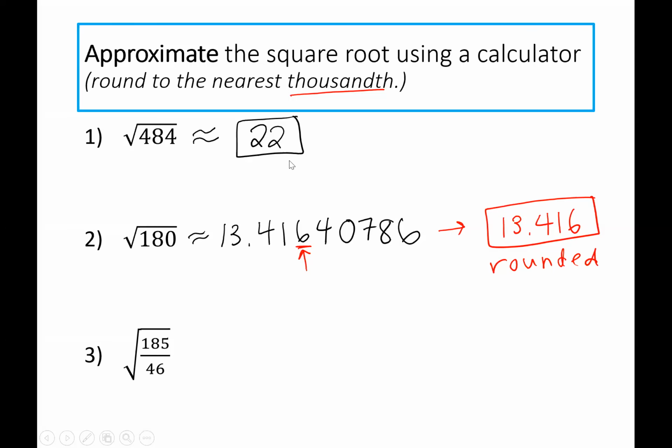Okay, so now we're back to our PowerPoint here. We used our calculator. We got approximately, the square root of 185 over 46 was approximately 2.005, rounded to the nearest thousandth. All right, good, let's keep going.